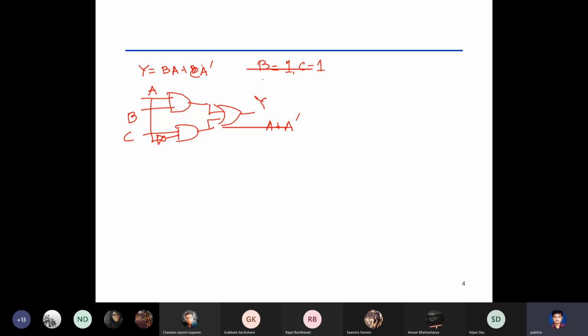But this is only for this input combination. If B is 1 and C is 1, only then you will have it. You can check that if you have other input combinations, then this will not happen. And a similar thing you can have for a static 0 hazard. So for some input conditions, there may be a glitch. So we say that this circuit contains a hazard.